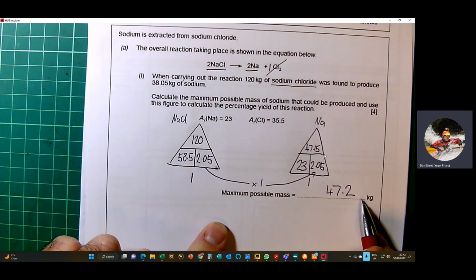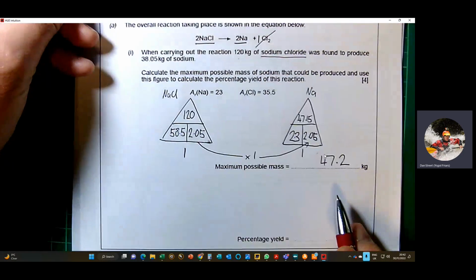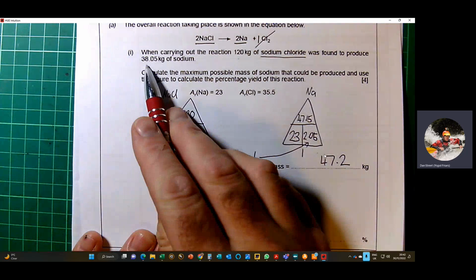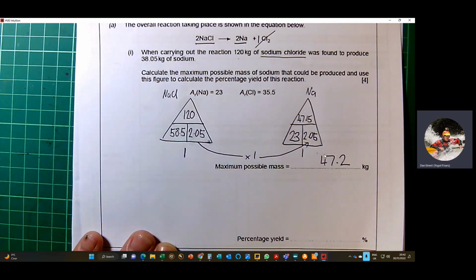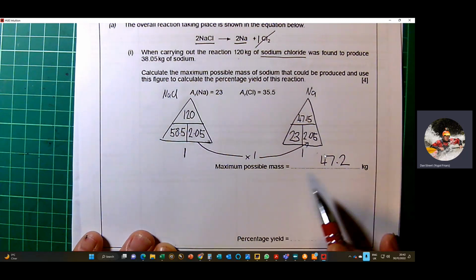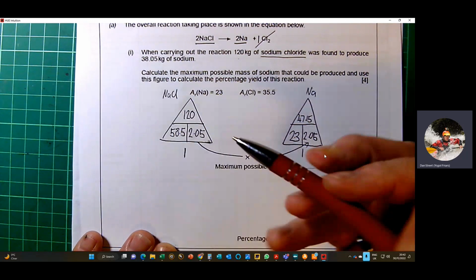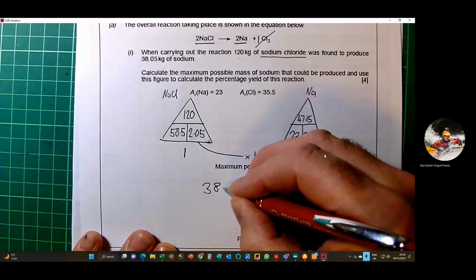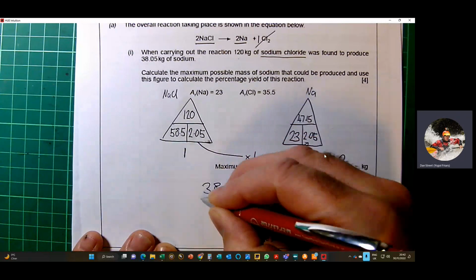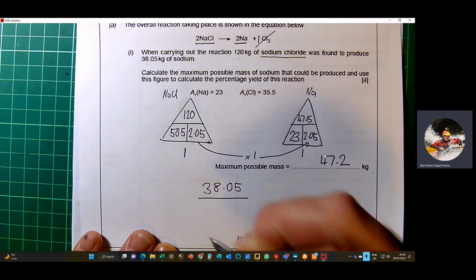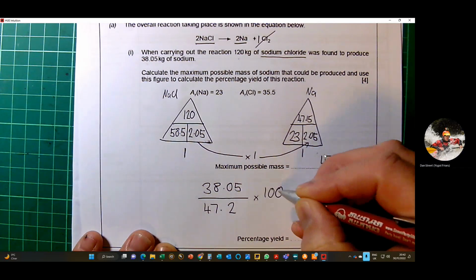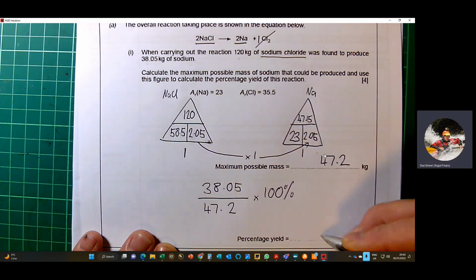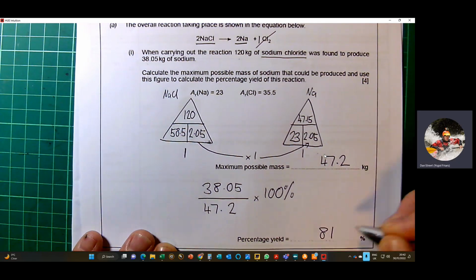Okay, so that's the theoretical yield. That's how much we should get, but industrial processes are always a bit wasteful and dirty and things get lost. So in actual fact, in this particular instance, they only made 38.05 kilograms of sodium. In order to work out the yield, we take what was actually made, 38.05, divide that by 47.2, times by 100, and that gives us a yield of 81%.